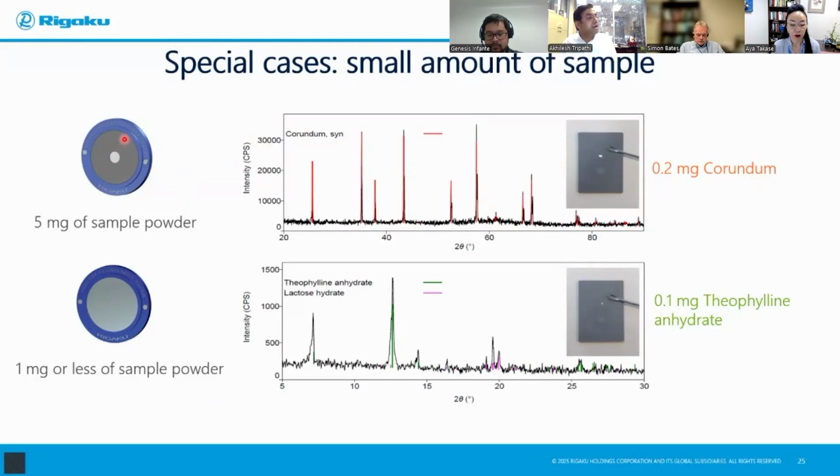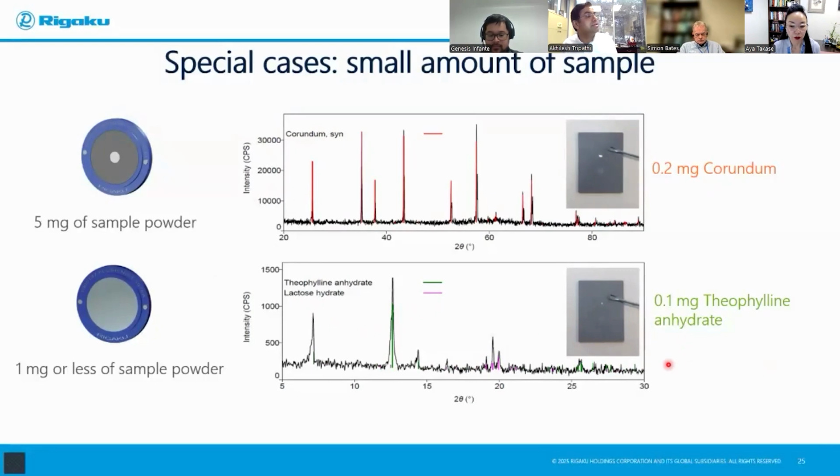This is the rectangular version of them. You can see, almost if you can see the powder, you can have a pattern. In this case, it's just 0.2 milligram of corundum, and you can match it with corundum. This is 0.1 milligram of theophylline anhydride. Almost you can see it, but you can match it here again. Even this is mixed with lactose hydrate, the purple one, that's also visible. So you could check with that even that this is a mixture of two, and you could go this low.